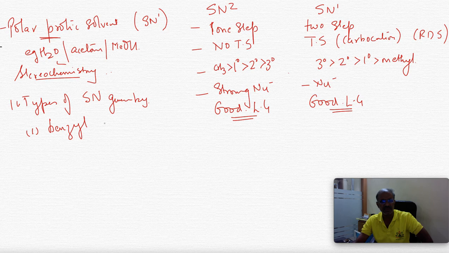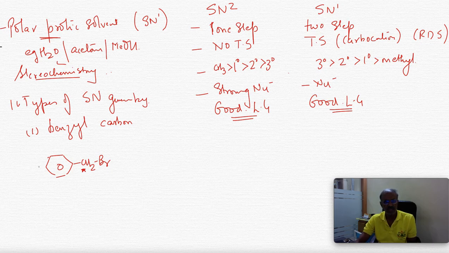Benzyl carbon. You know what is benzyl carbon? Take for instance, this is a benzene ring with CH2 halide. This is the benzyl carbon atom.